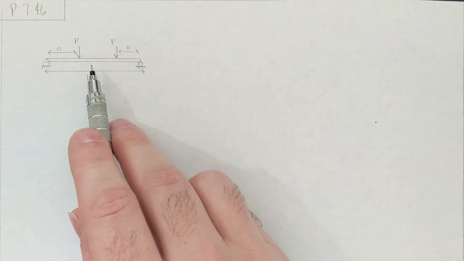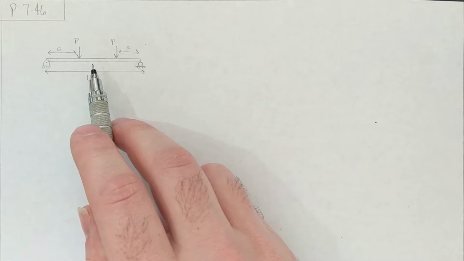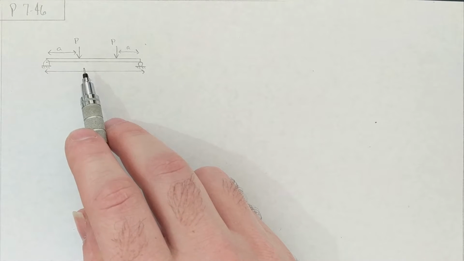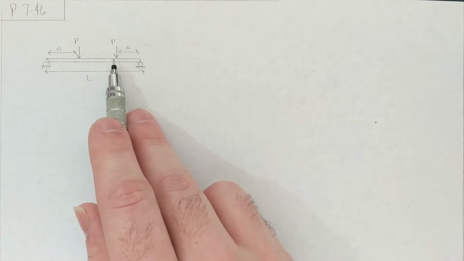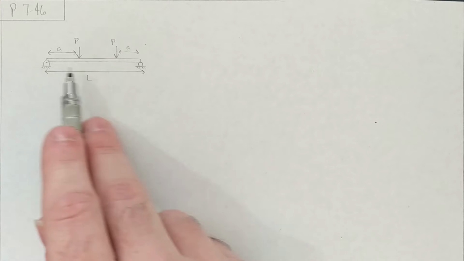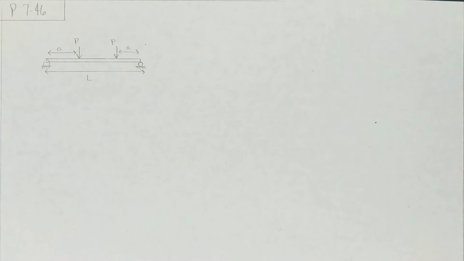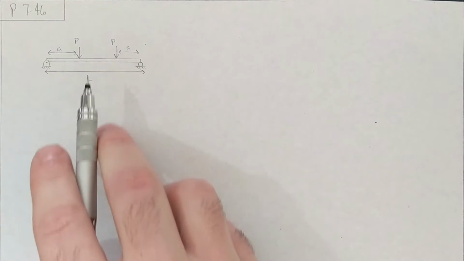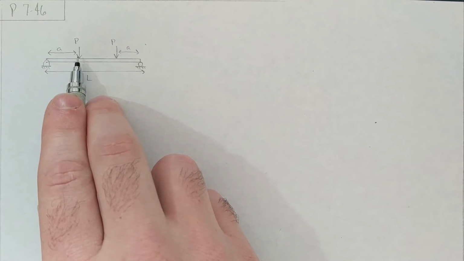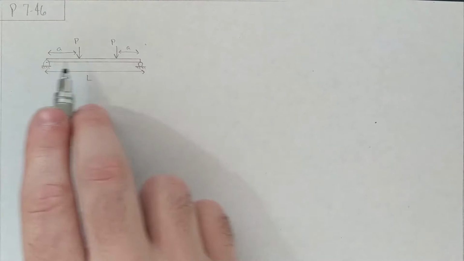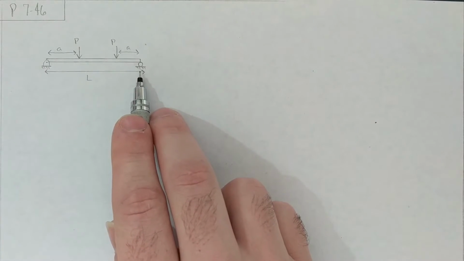So this one we're going to try to find our shear and bending moment diagrams. We've got two forces called P, each a distance A from their respective supports, and a total distance of L on the bottom. Now it's pretty easy to tell that with these 2-point forces called P that are vertical, you're going to have 2-point forces called P that are going to be your support reactions.